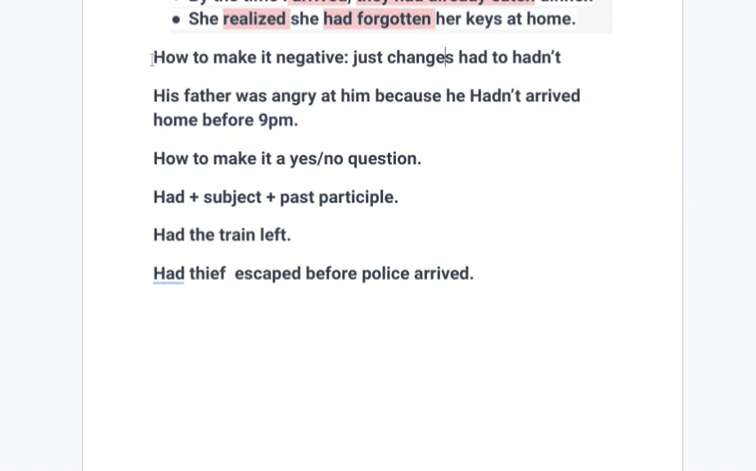How to make it negative. How to make this past perfect tense negative. So it's simple. Let me show you how it is. His father was angry at him because he hadn't arrived home before 9 p.m. So you have to change had to hadn't. He hadn't arrived.